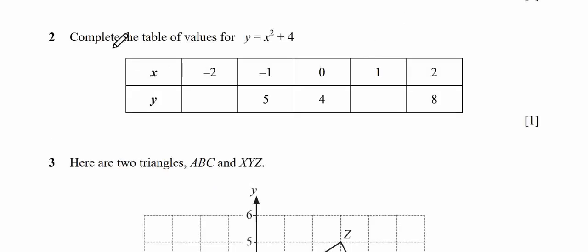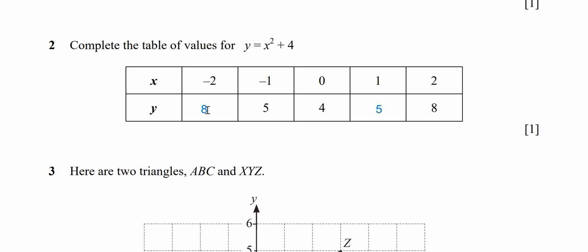For the second question, complete the table of values for y equals 2x squared plus 4. We have to complete the two spaces. 10 seconds from now. 10, 9, 8, 7, 6, 5, 4, 3, 2, 1. Alright, let's open up the answer. If you have not finished, you may pause this video for a while. Oh, here's the answer. 8 and 5. How did you get that?